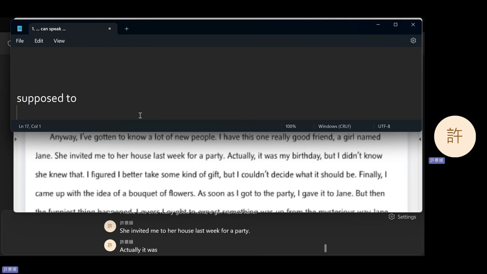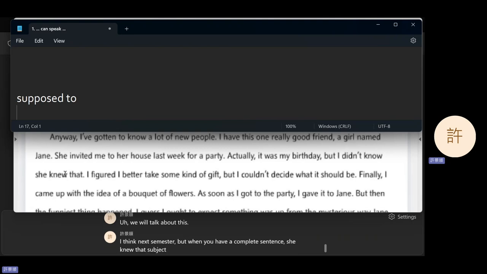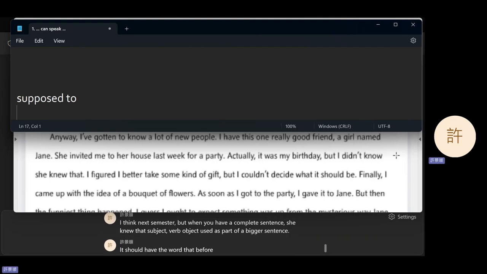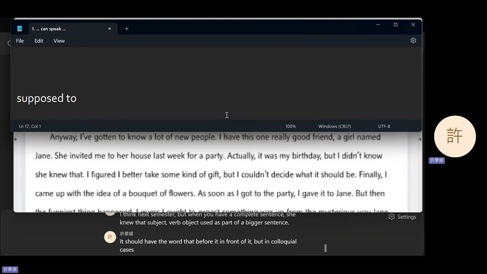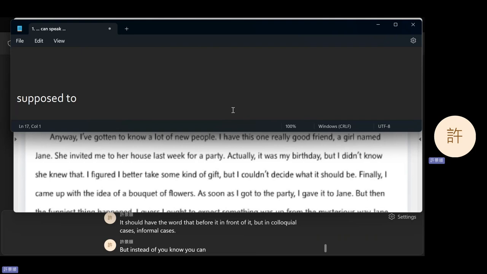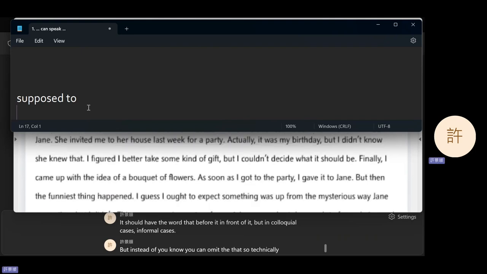Actually, it was my birthday, but I didn't know she knew that. Technically, there should be that here: know that she knew that. We will talk about this, I think, next semester. But when you have a complete sentence, she knew that, subject, verb, object, used as part of a bigger sentence, it should have the word that in front of it. But in colloquial cases, informal cases, 不正式的用语, you can omit the that. So technically, we can let it go.